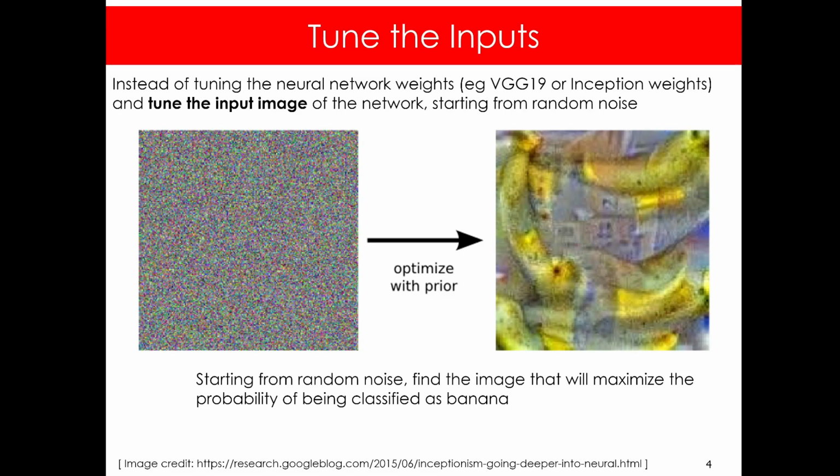So instead of tuning the neural network weights, for example, VGG19 or Inception neural network weights, here we tune the input image of the network starting from random noise with the goal of maximizing the activation of a selected neuron. As you can see in this case, this random noise image converges to this weirdly looking image showing some bananas. In other words, we dreamed or hallucinated these bananas into the random noise.